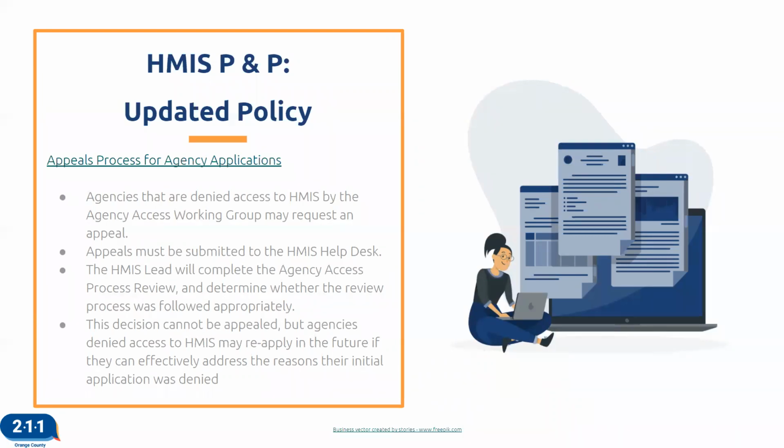Diana: Good morning, everyone. I'm going to be going over the HMIS policies and procedures update. So we have a new appeals process for agency applications. Agencies that are denied access to HMIS by the Agency Access Working Group may request an appeal. Appeals must be submitted to the HMIS Help Desk, and the HMIS lead will complete the agency access process review and determine whether or not the review process was followed properly.